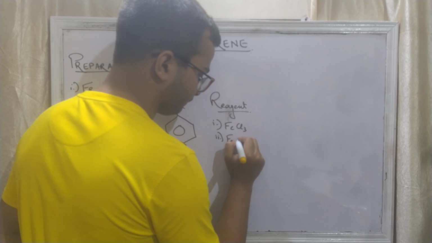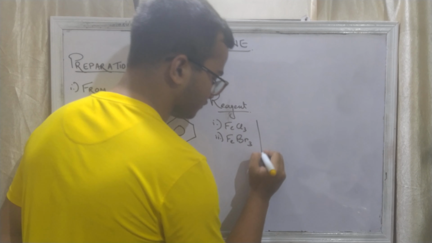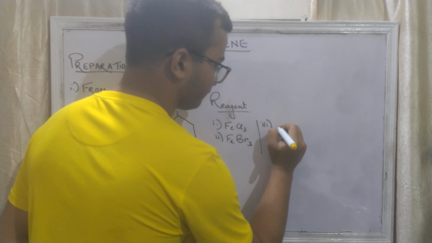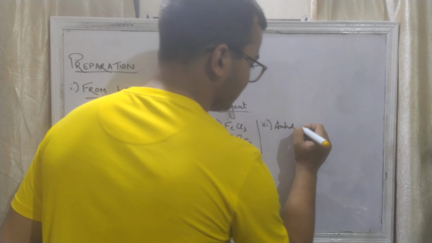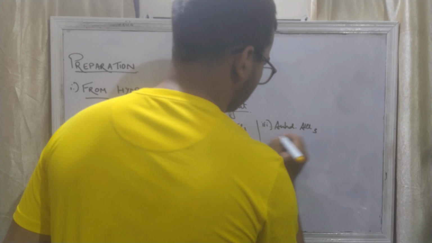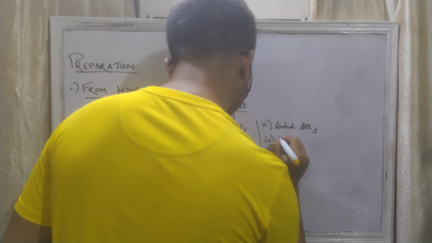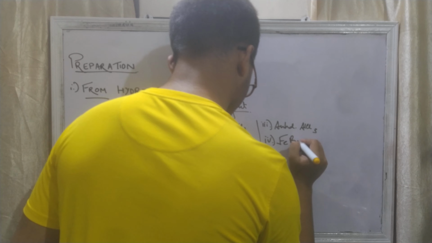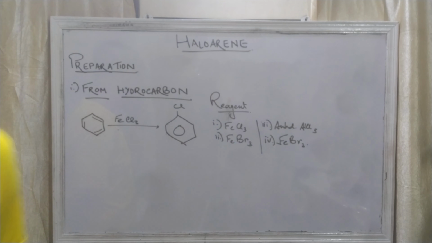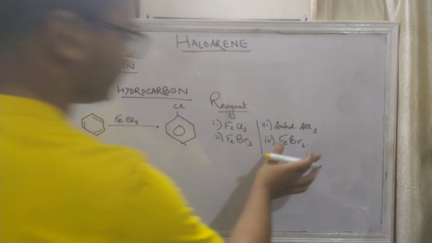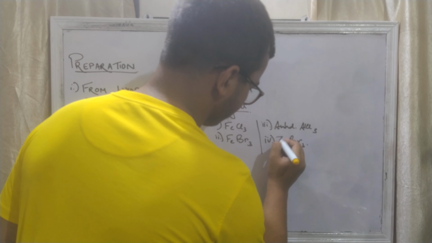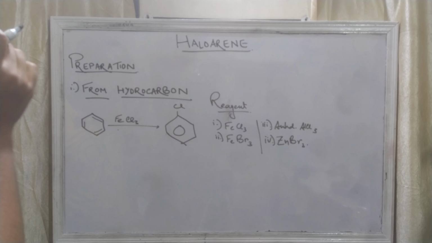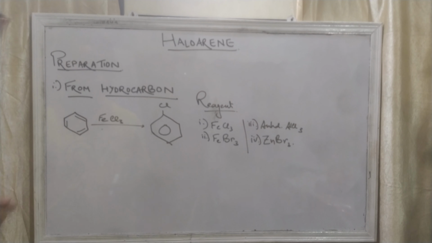FeBr3. You can also take your anhydrous AlCl3. Also you can take FeBr3 and so on, many more. Okay, you can also take ZnBr3. You can also take anything like FeCl2 or you have BF3 like that. So this was about the preparation from your hydrocarbon.